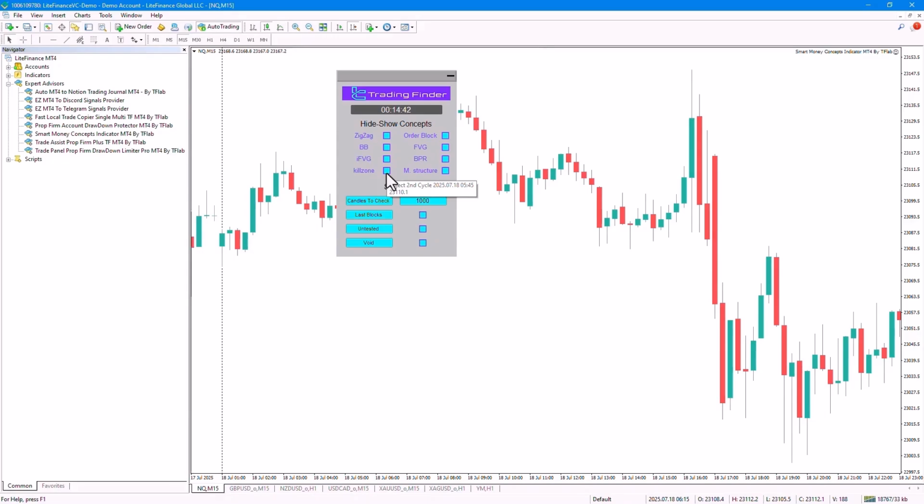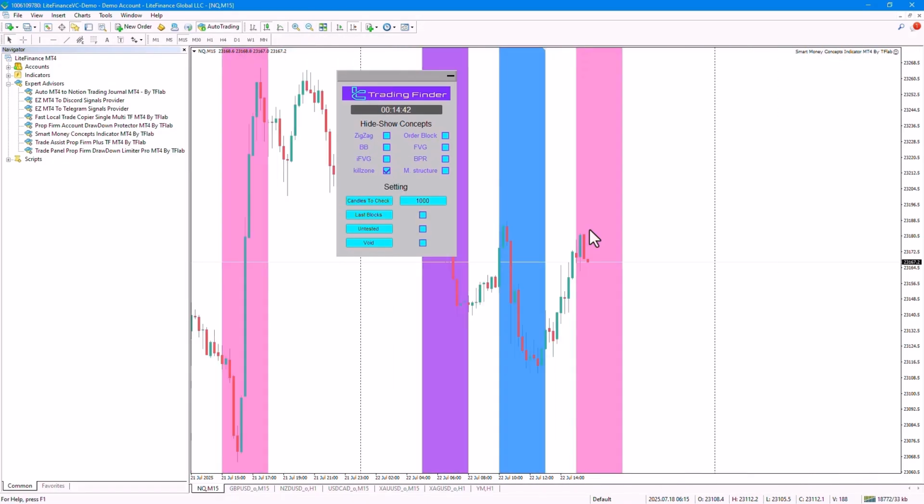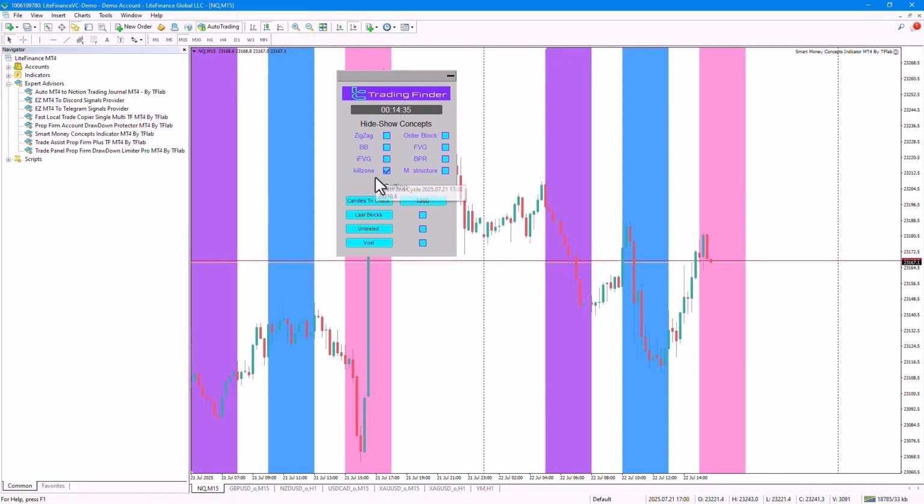The next zone. The entire zone area is displayed, and by enabling this option, it starts to show the key time intervals in financial markets where the highest volatility and trading volume occur. By enabling this section, the three key zones are displayed: the Asian kill zone in purple, the London kill zone in blue, and finally the New York kill zone in pink.